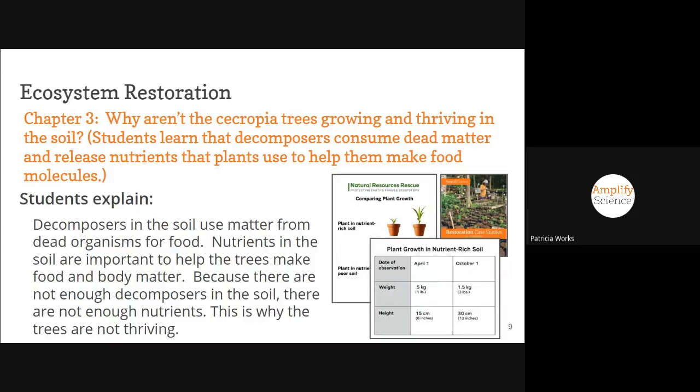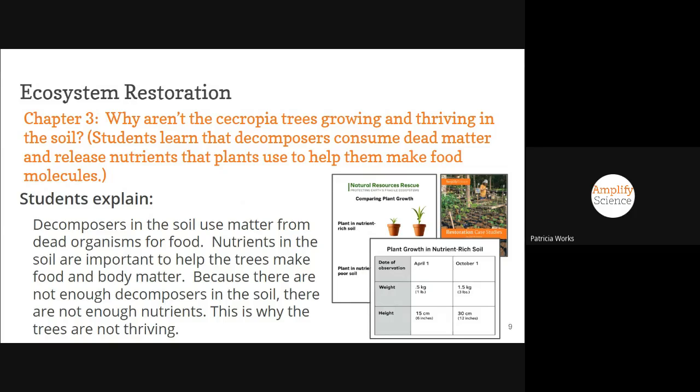In chapter 3, your class will try to answer the question, why aren't the cecropia trees growing and thriving in the soil? Students investigate and find out that decomposers consume dead matter and release nutrients that plants use to help them make food molecules. Key experiences that help students understand these ideas include analyzing data from the project area and then discussing the role of nutrients in the ecosystem.